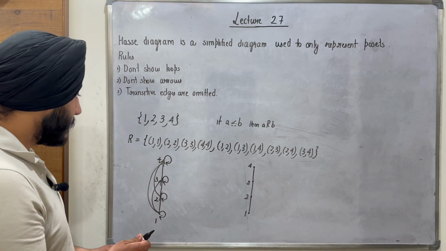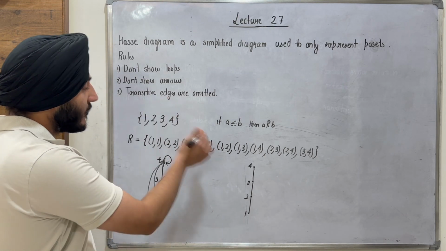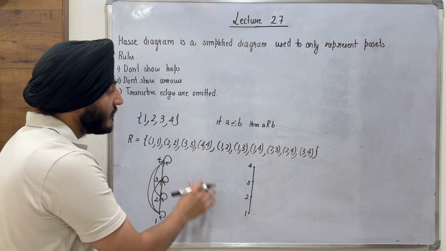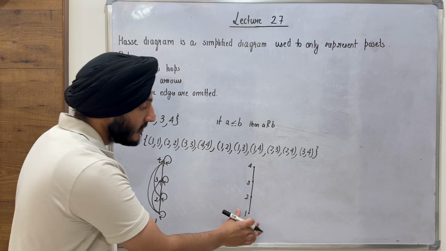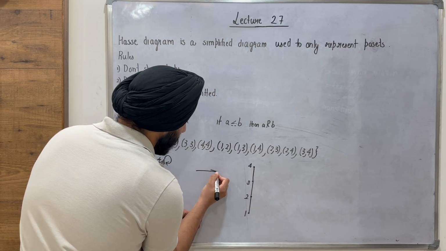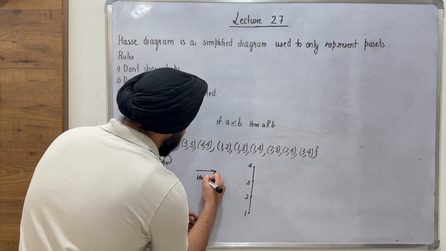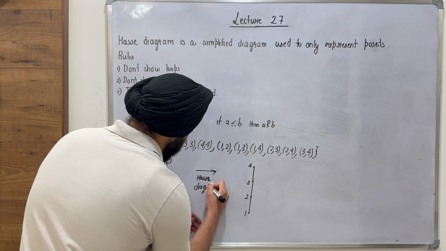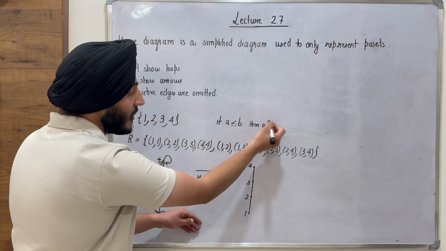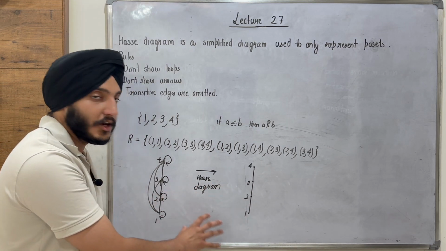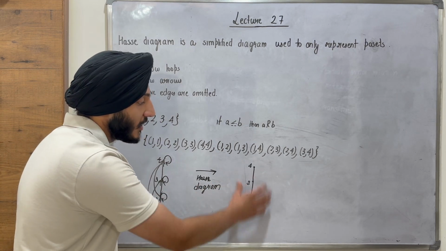Okay. So first thing, don't show the loops. Second thing, don't show the arrows. Transitive edges are omitted. And if you figure that out, finally, this is what we will be left with. And this is going to be the Hasse diagram for this relation over here, right? So if you look at it, this is a very clean version of this relation. Like it literally is just a line.